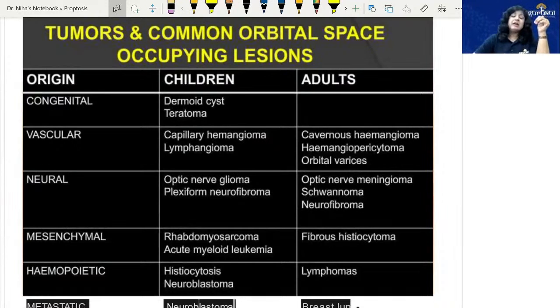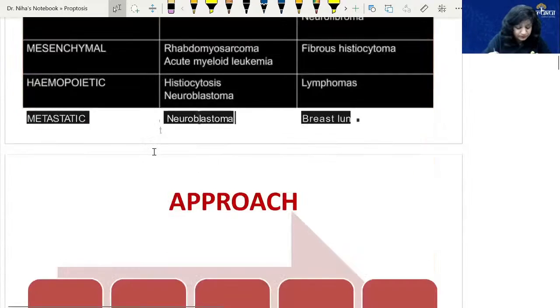We'll be talking about some of the tumors like rhabdomyosarcoma and gliomas, and we'll be seeing what kind of proptosis they are going to create, whether it is unilateral or bilateral, painful or painless, acute, intermittent, pulsating, axial or non-axial. These are some of the important criteria.